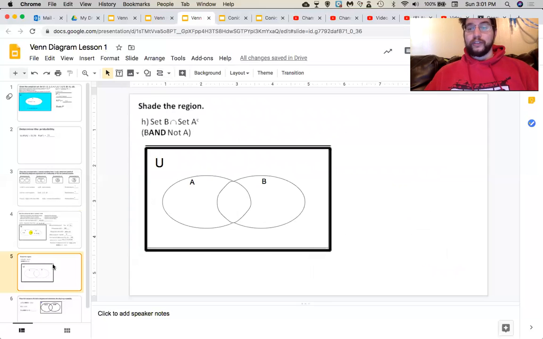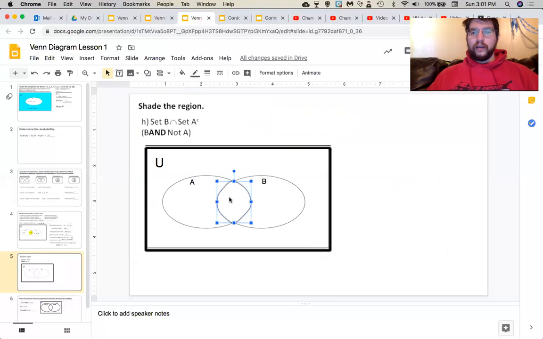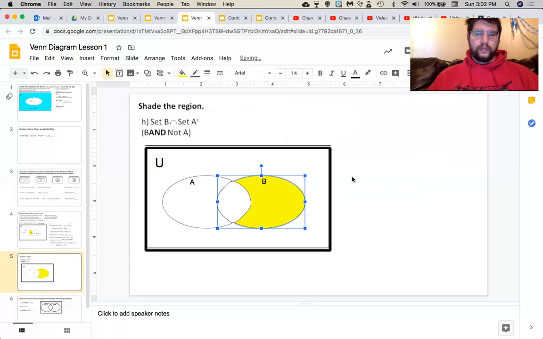All right, here's some practicing with shading. Set B and A complement. So that's exactly what I just did. For these shading ones though, if you didn't have to draw the Venn diagram yourself, I already made that curve section for you. So what do I need? I need this part shaded right here. Shaded. E and A complement. It's an and. So that's what it is. If it was an or, you know, then we'd have everything that wasn't A shaded.